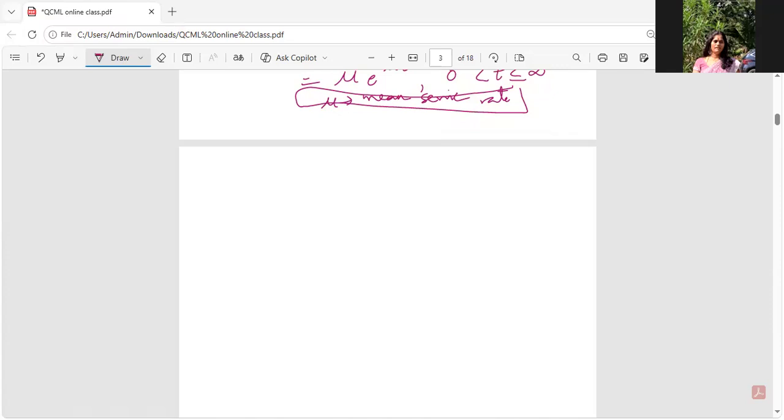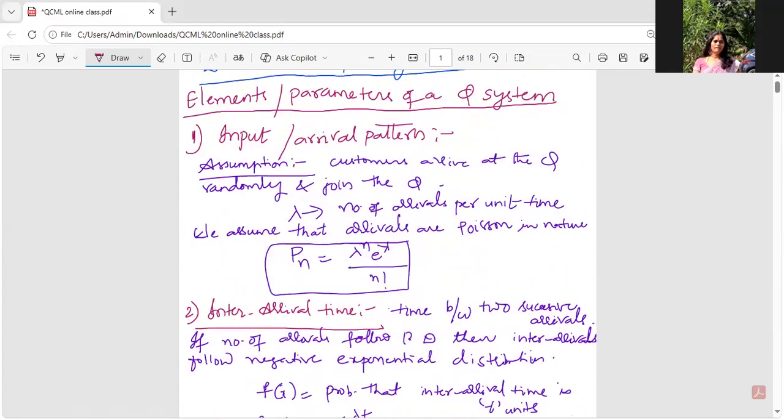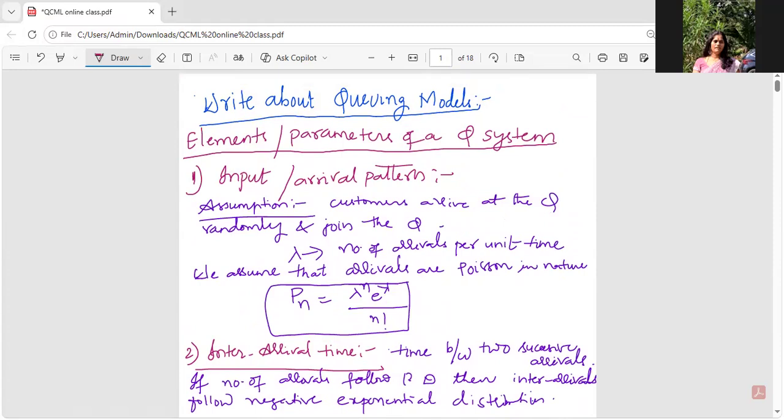Okay, today we'll talk about queuing models. What are the parameters in queuing models? Or if you are asked to describe or elaborate or write some sentences about a queuing model, what are the points on which you need to focus on? Okay, we'll talk about that.